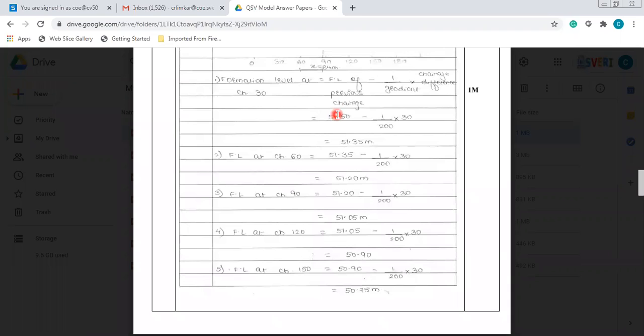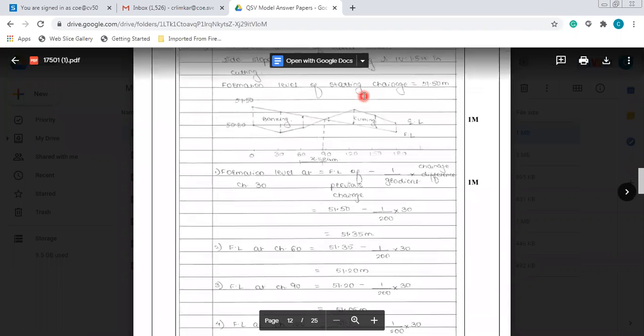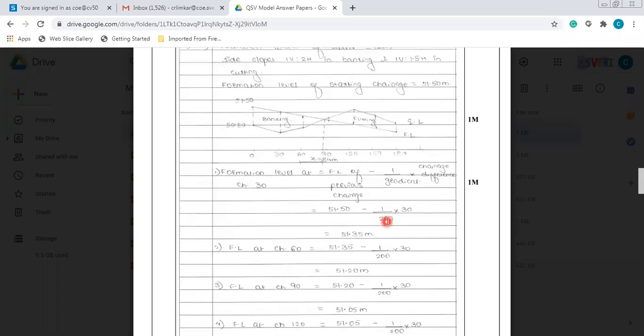If you have noted it, shall I give you the next problem to solve? Please reply in the chat box, or you can unmute and talk. Shall I give you the next problem to solve, of the same method, that is the mid-sectional area method? Is there any difficulty in understanding this problem? If anyone has any difficulty, you can put it in the chat box or unmute.